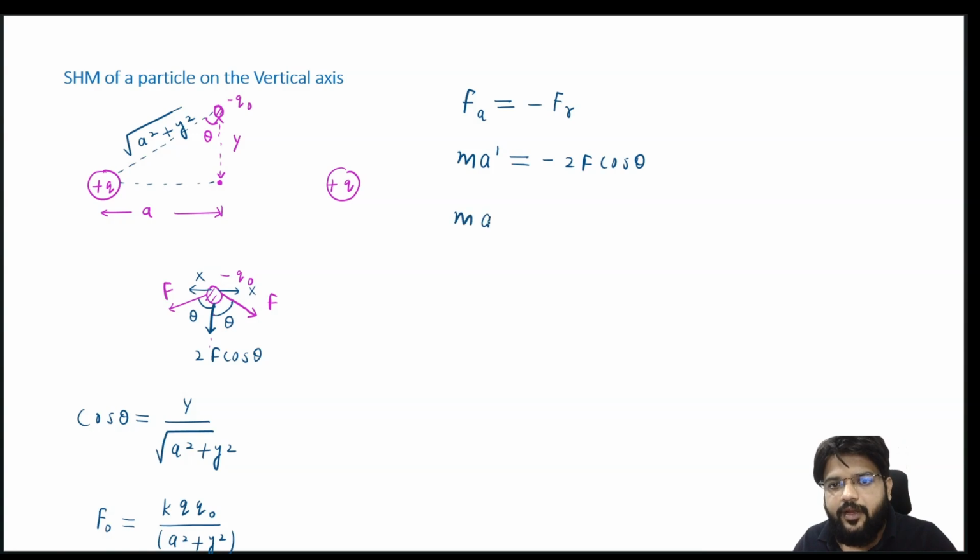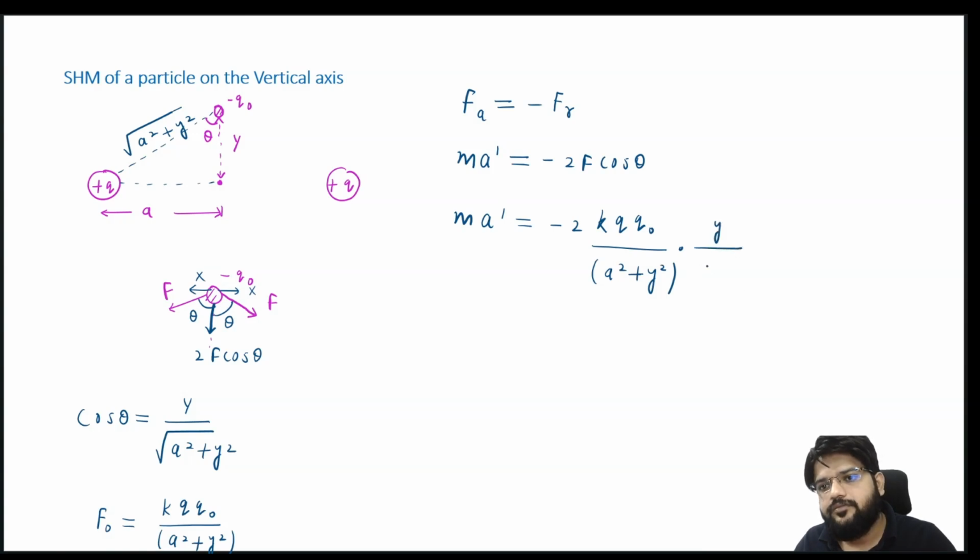Now m a dash equal to minus 2 f, where the value of f is k q q naught divided by a square plus y square, and cos theta value is what? It is y by a square plus y square power 1 by 2.